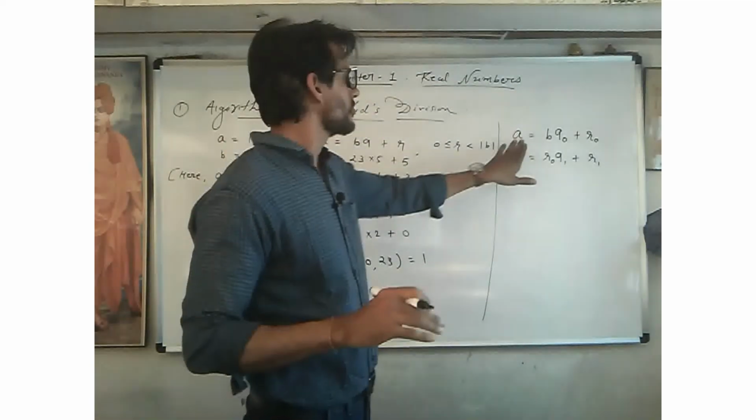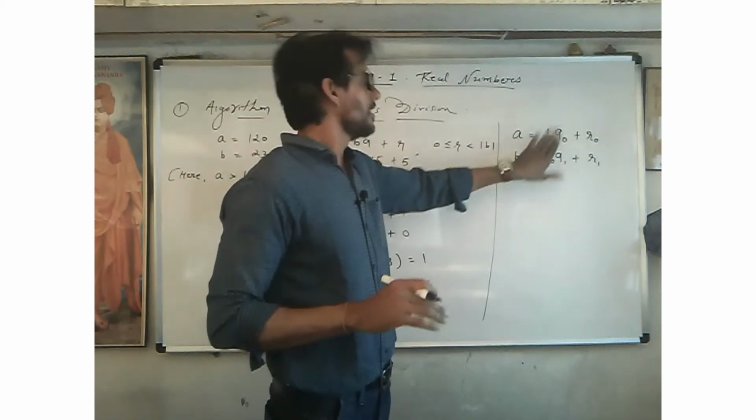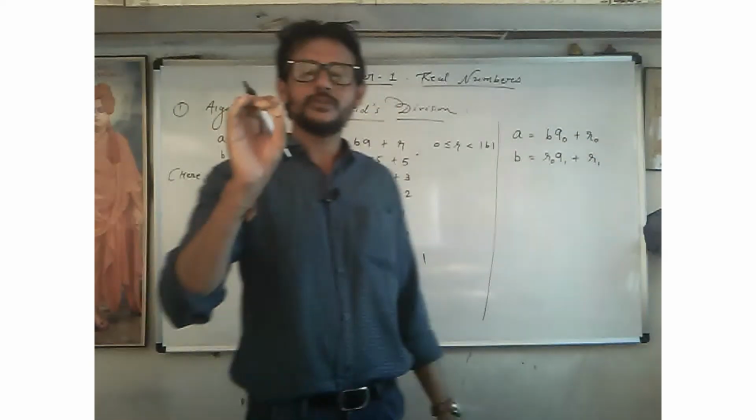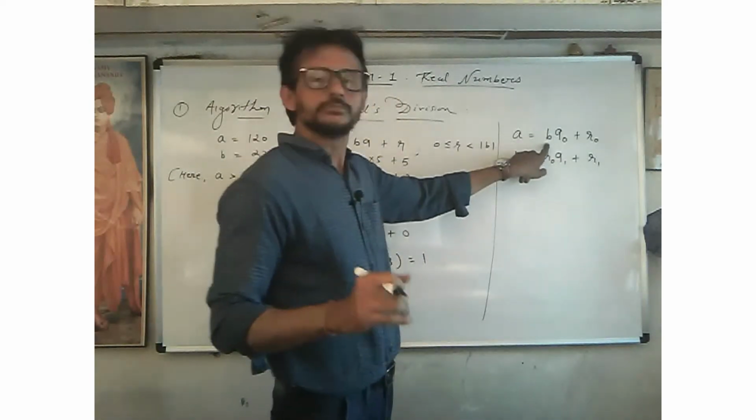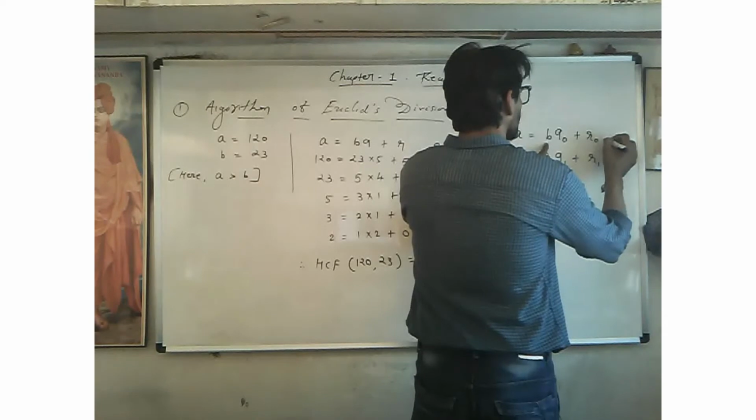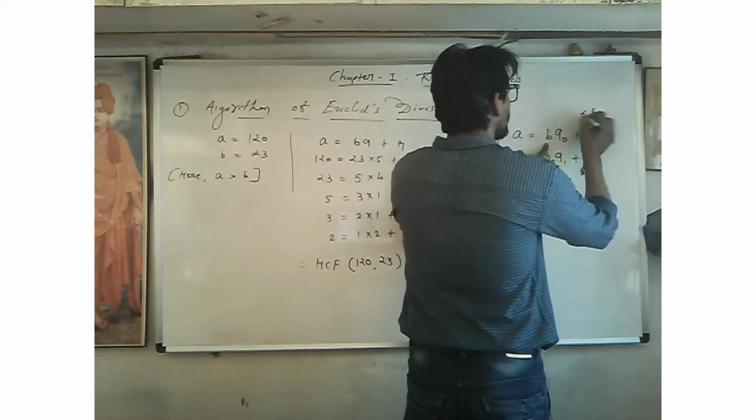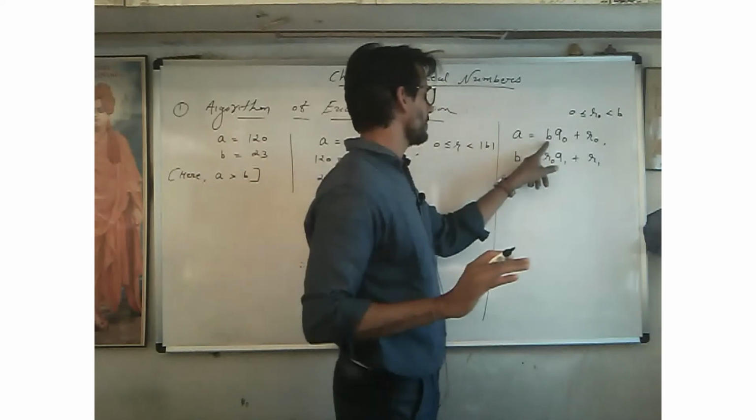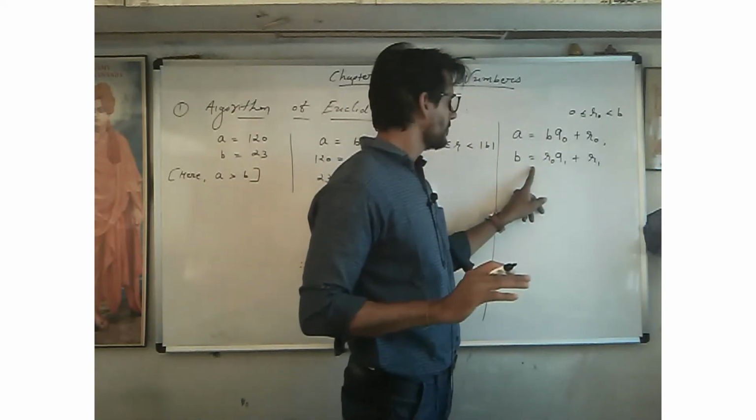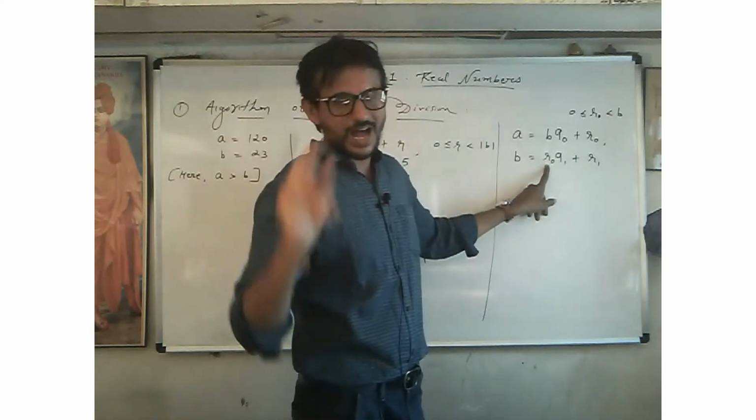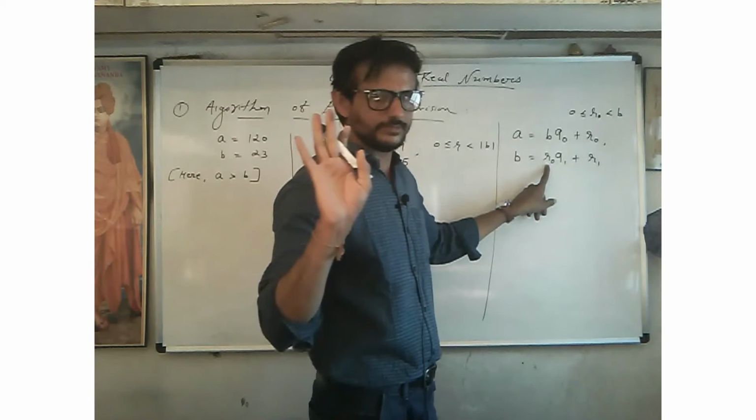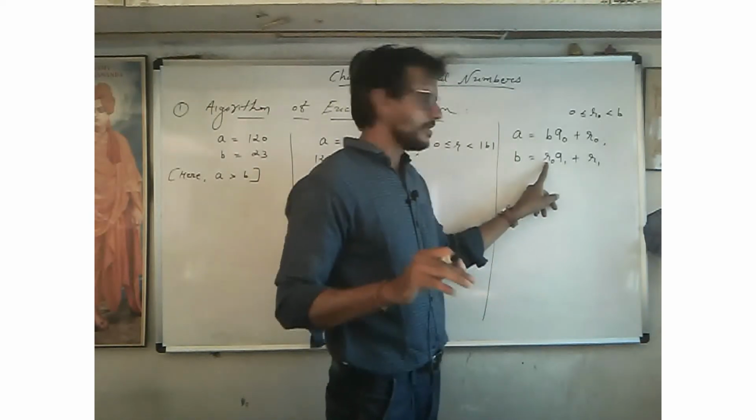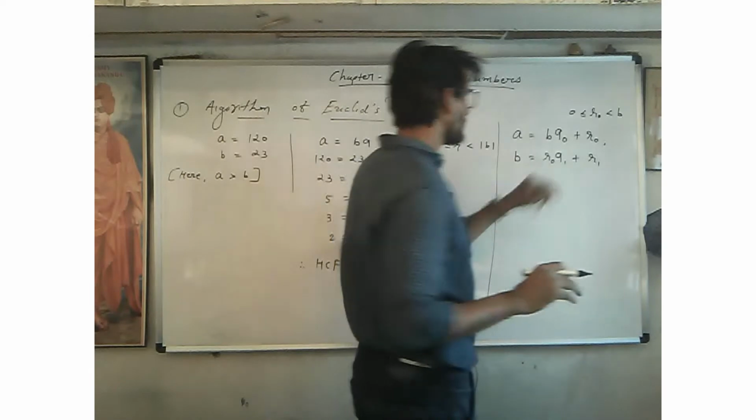Your first step is over here. A is equal to B Q0 plus R0, where R0 is equal to or greater than 0 and less than B. Understood or not? Always remember. And over here, B is equal to R0 Q1 plus R1. In your second step, R0 will be the divisor of B. Here B is a divisor of A and R0 is a divisor of B.